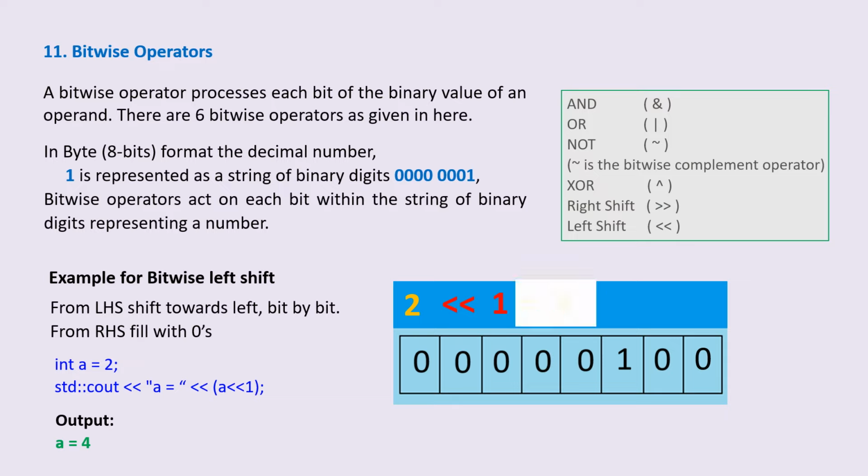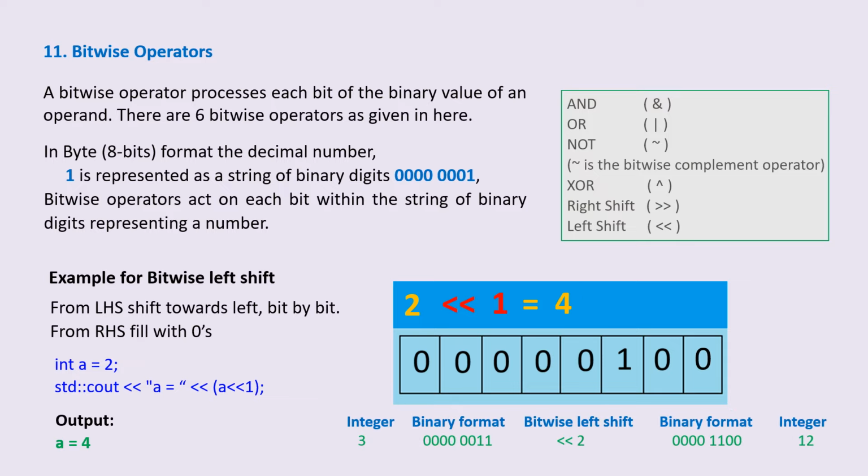Similarly, integer 3 has binary format 00000011. A bitwise left shift of 2 bits would make it 00001100. And this is the binary format of number 12.